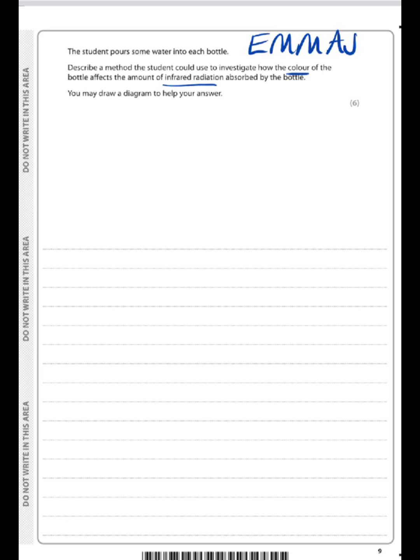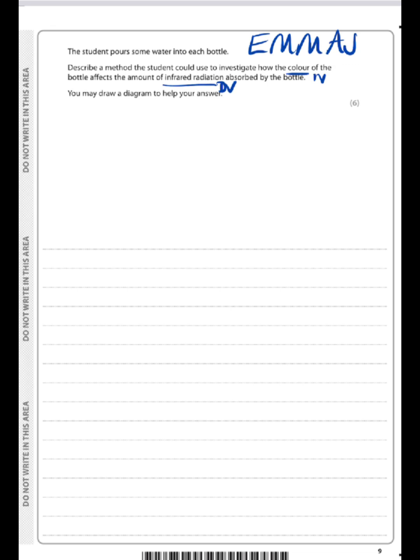So the equipment has already been done for us. So if we go on to our measurements and our method, we can kind of do those together. Our measurements are all about our variables. Now we've been told what our independent variable is. It is the colour of the bottle. And we've been told what our dependent variable is, that is the amount of radiation absorbed.